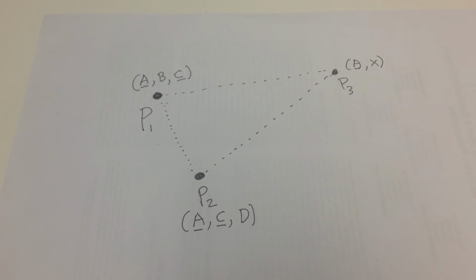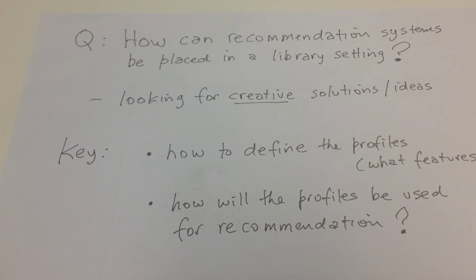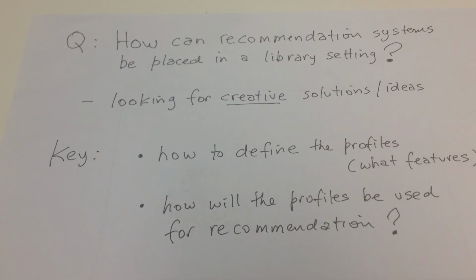Now let's see what this assignment is about and place that in the context of recommendation systems. So the question is, how can a recommendation system be placed in a library setting? What I'm really looking for is creative solutions and ideas, so maybe something like libraries of the future. Now there are key issues here that need to be considered, and these can be the focus of what you're after in terms of creativity.